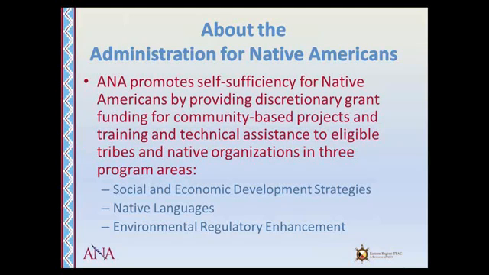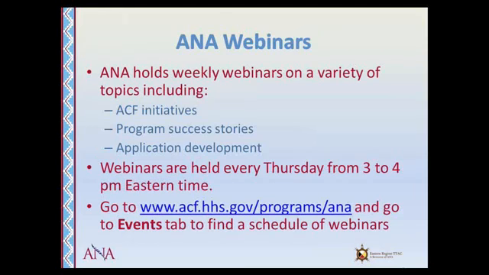ANA promotes self-sufficiency for Native Americans by providing discretionary grant funding for community-based projects, as well as training and technical assistance to eligible tribes and Native organizations in 3 program areas: social and economic development strategies, also known as SEDS, Native languages, and environmental regulatory enhancement.